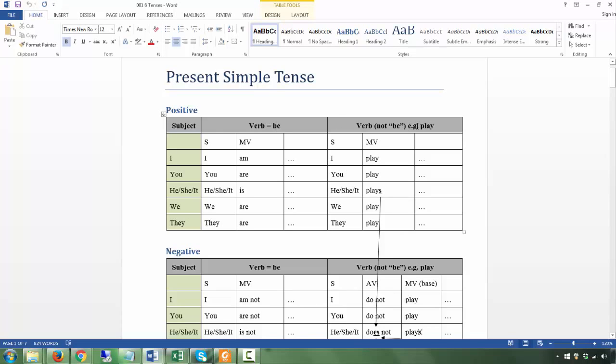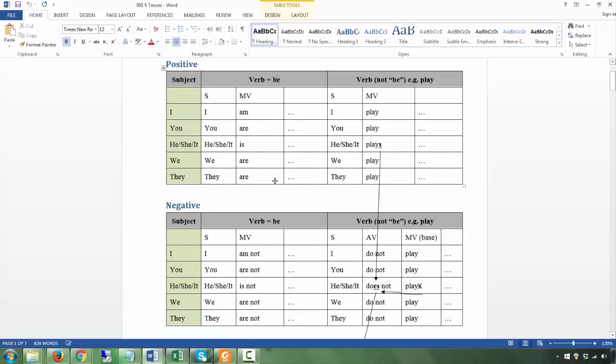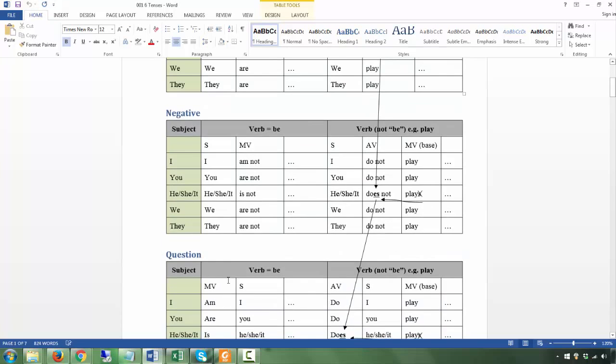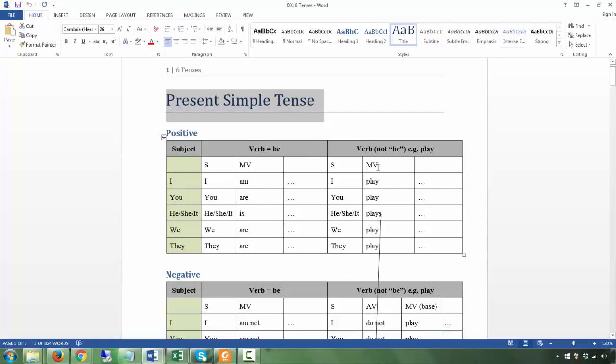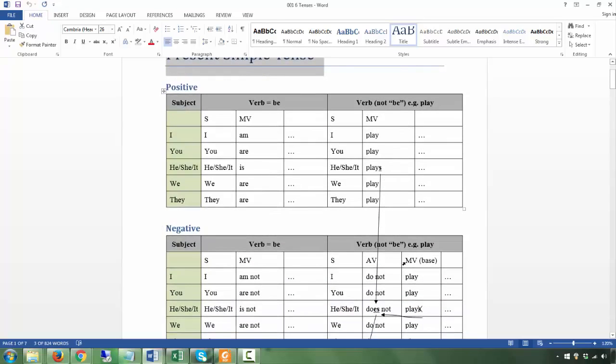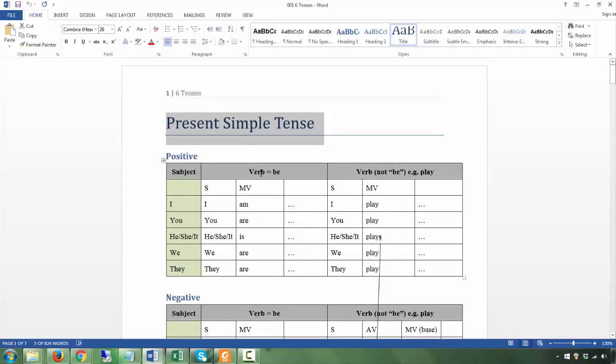Why do I separate these two? The reason is that the way you form positive, negative, and question for be verbs in the present simple tense is different from the way you form it for other verbs, non-be verbs, which basically means every single other verb in the entire world which is not be. Every other word besides be, the way you form the positive, negative, and question is different. Let's look at be verb first.